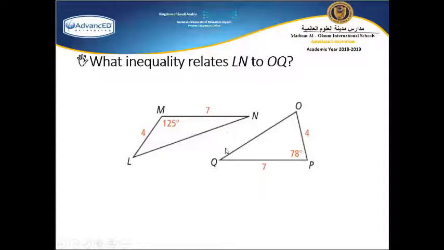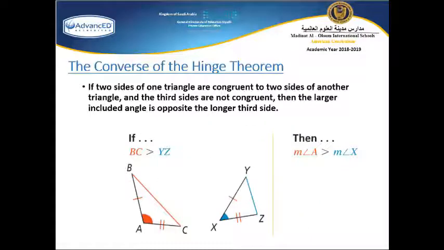What inequality relates LN to OQ? Since LN is opposite to the included angle between two congruent sides in the two triangles, side 7, side 4 in one triangle and side 7, side 4 in the other, with the included angle here 125 and the included angle here 78, then the opposite side to 125 is bigger than the opposite side to angle 78. Then LN is bigger than OQ.